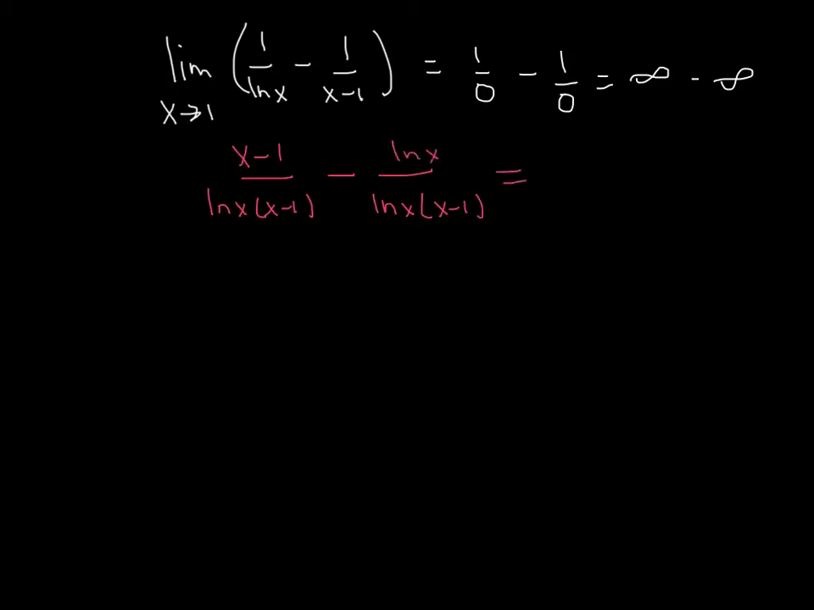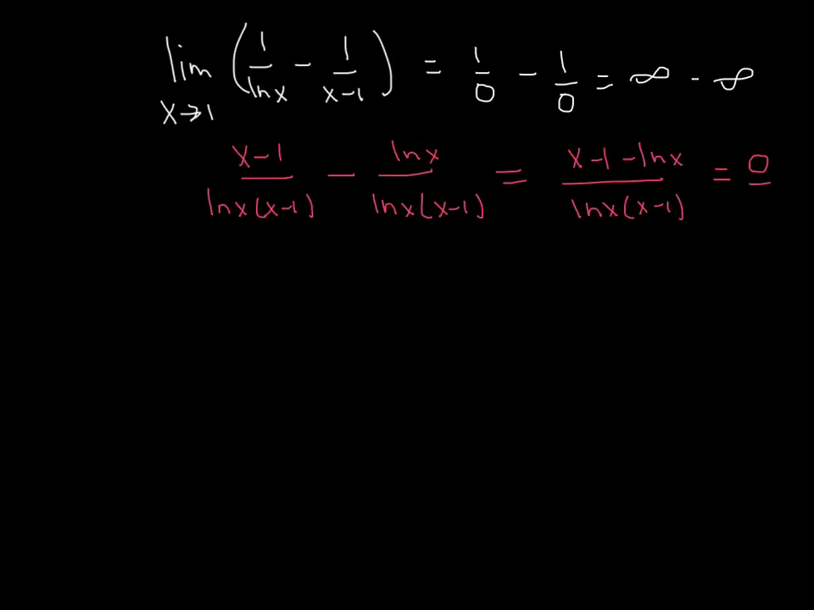All right, so we can combine that into one denominator. So natural log of x, and then x minus 1. And then the top is going to be x minus 1 minus natural log of x. All right, let's see what we get now. When you plug in 1, you're going to get 1 minus 1, which is 0, minus the natural log of 1, which is 0. That's going to be 0 on the top.